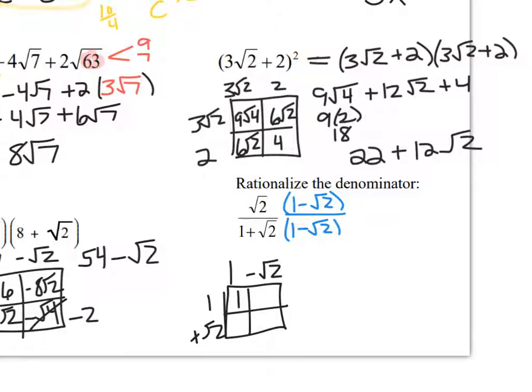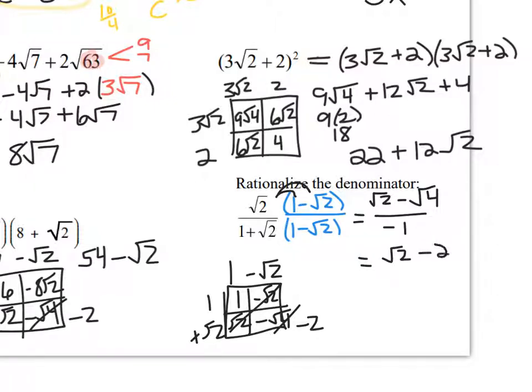1 times 1 is 1, negative square root of 2, positive square root of 2, those cancel. That's the whole point of rationalizing. Minus square root of 4, and the square root of 4 is just 2. So 1 minus 2 is what's in the denominator, so that's just -1. And then I get square root of 2, distribute, minus square root of 4. So square root of 2 minus 2, all over -1. And those are pretty easy to simplify, so I'm going to divide both of those by -1.